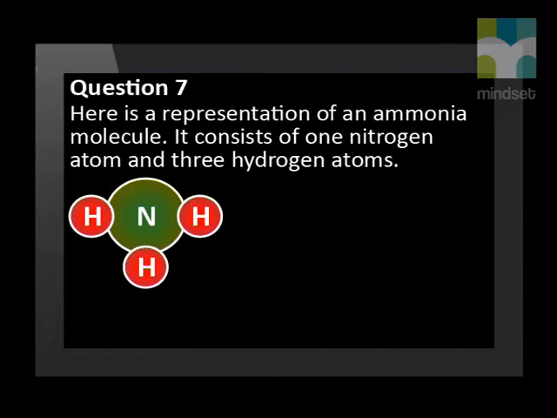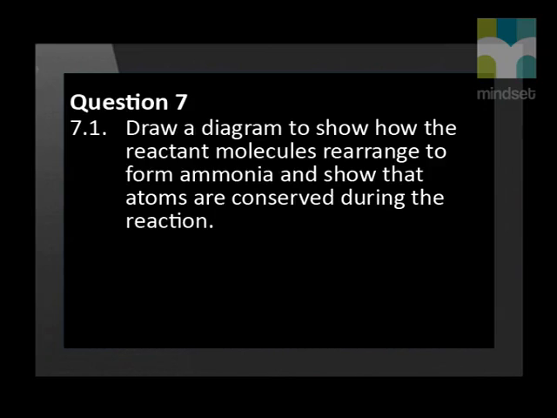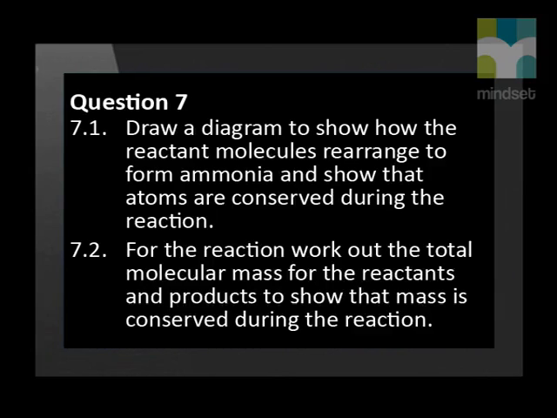Here is a representation of an ammonia molecule. It consists of 1 nitrogen atom and 3 hydrogen atoms. Here is a microscopic representation of molecules of nitrogen gas and hydrogen gas that react to form ammonia gas. Draw a diagram to show how the reactant molecules rearrange to form ammonia and show that atoms are conserved during the reaction. For the reaction, work out the total molecular mass for the reactants and products to show that mass is conserved during the reaction.